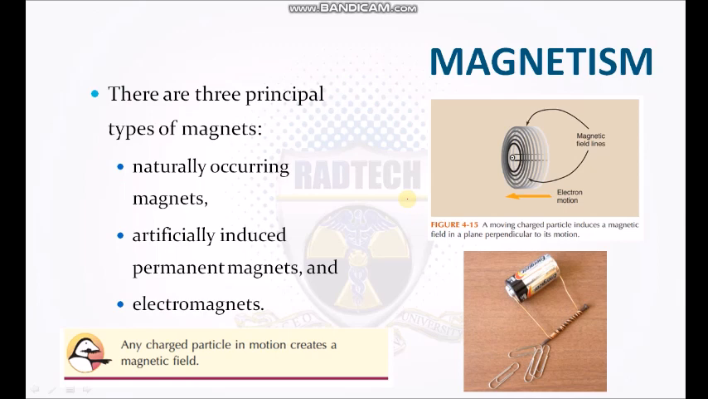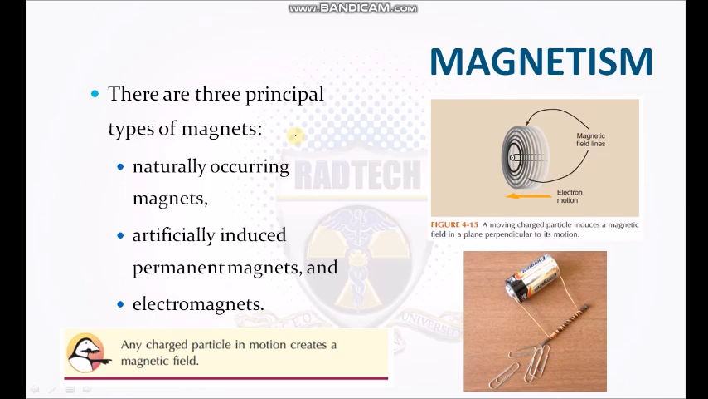A neighboring topic is electricity and magnetism. Later on, when it comes to the trigger, there is a relationship, Faraday and Oersted. There is a relationship between electricity and magnetism. Electricity creates magnetism, and the opposite, magnetism creates electricity. Magnetism is one of the naturally occurring forces on Earth. There are three principal types of magnets. You have the naturally occurring magnets, for example our Earth, which is the best example of a naturally occurring magnet.